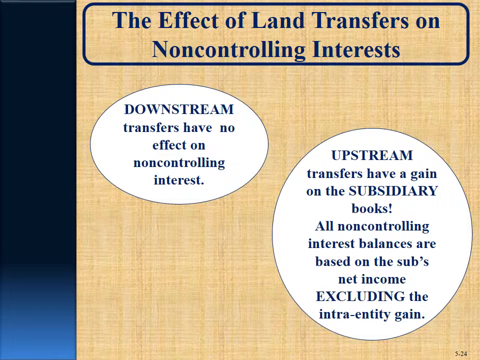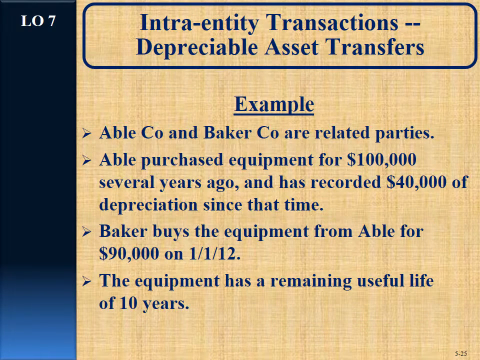I'm moving on to depreciable assets. I'm just giving you the guts. When it comes to a company selling to its subsidiary or vice versa, with depreciable assets, there are a couple of things we need to worry about. So we're going to set you up with an example. Able Company and Baker are related. Able purchased equipment for $100,000 several years ago and has recorded $40,000 of depreciation since that time.